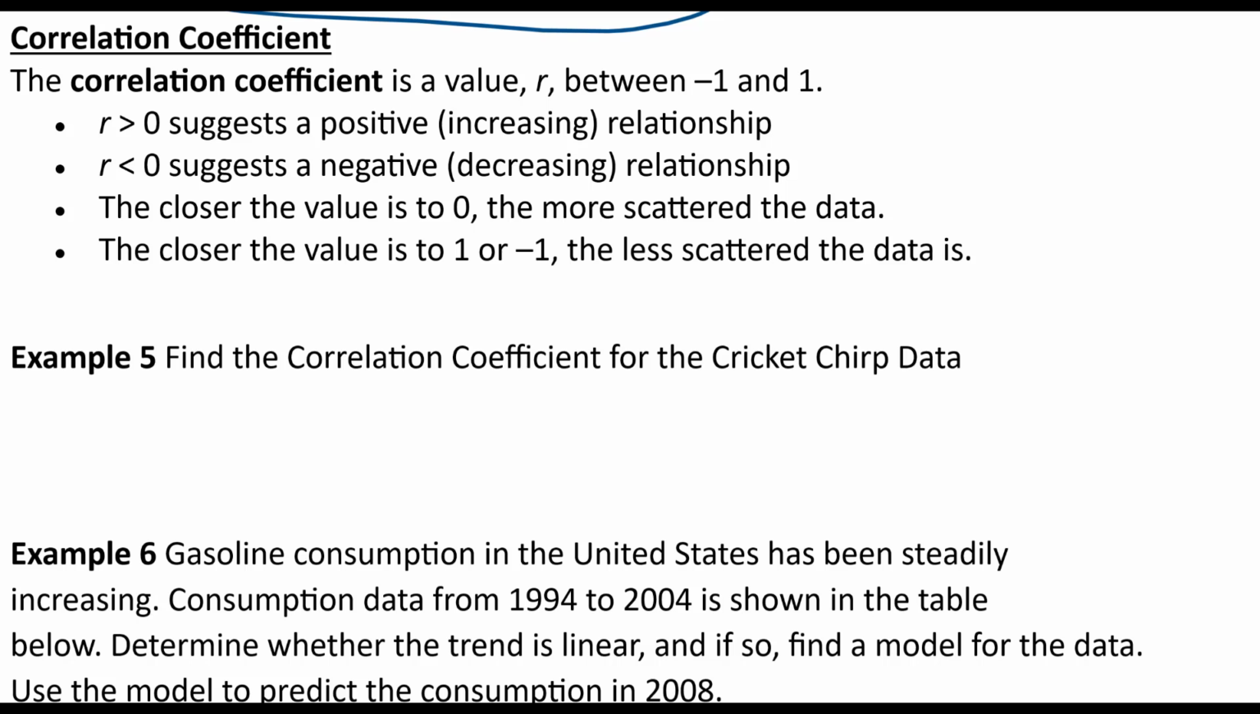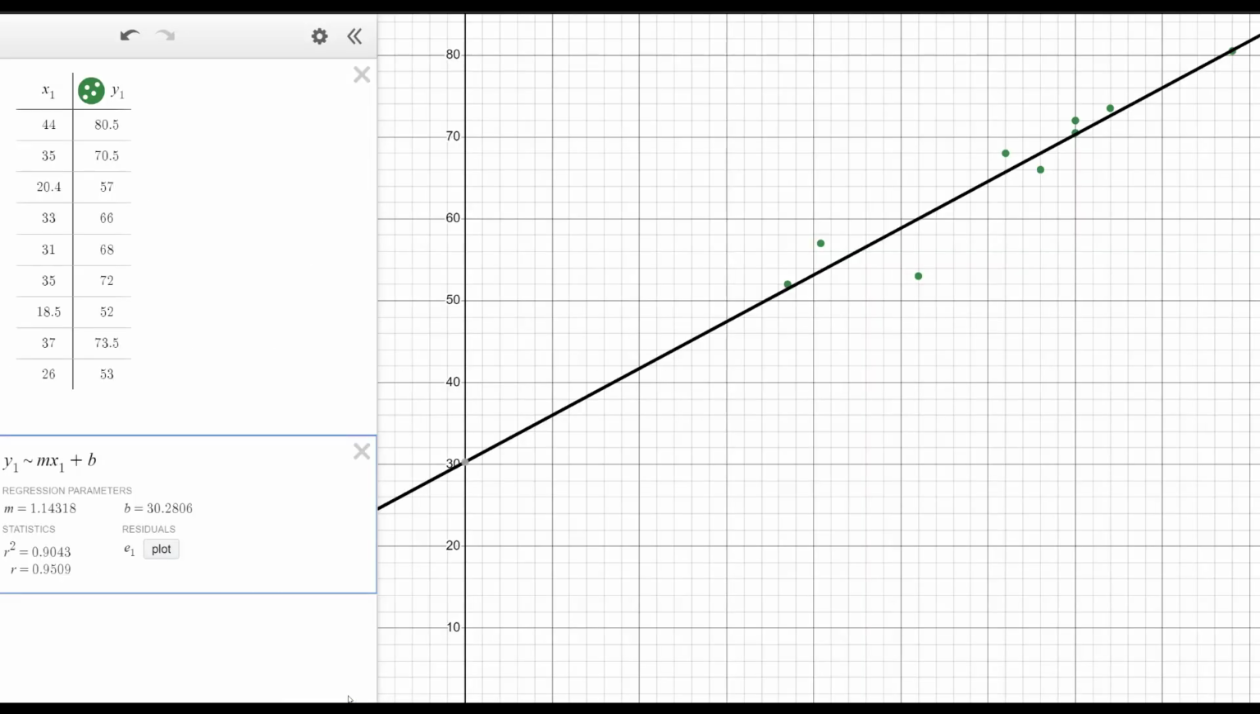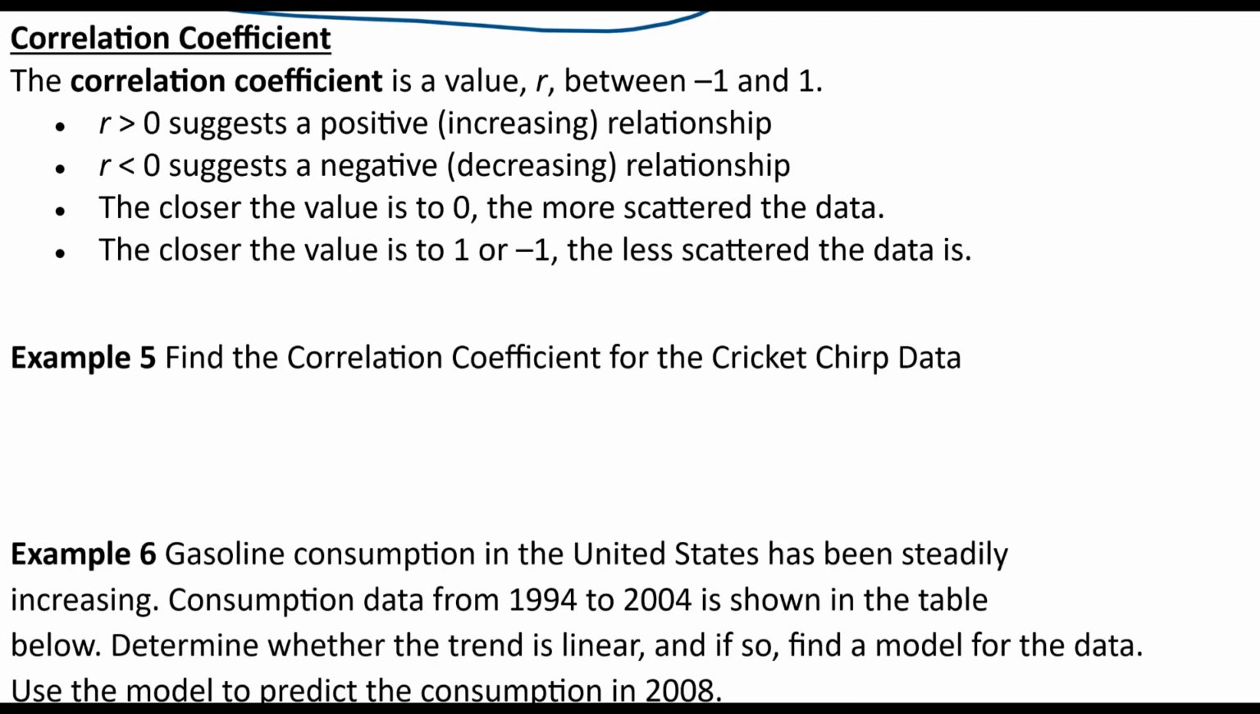So find the correlation coefficient for the cricket chirp data problem. If we go back to the website, I hope I saved it, there it is. If we look down at the bottom, it gives us an R squared number and an R number. The R number is 0.9509. That's a pretty strong correlation. So R equals 0.9509. So it's a strong positive correlation.